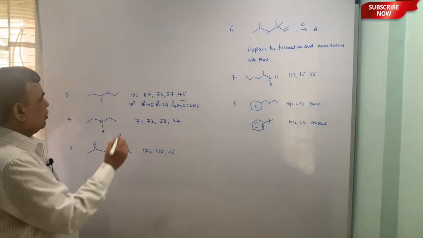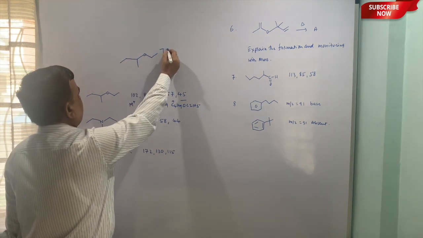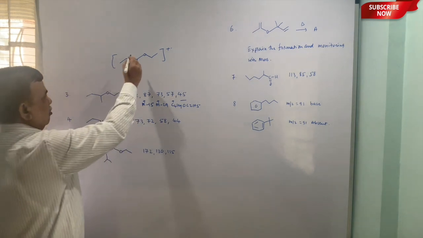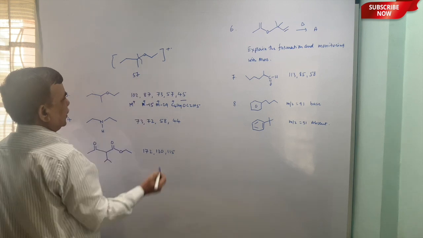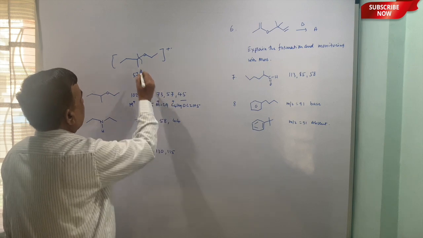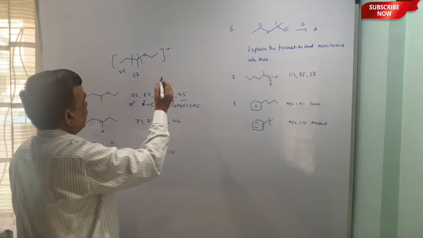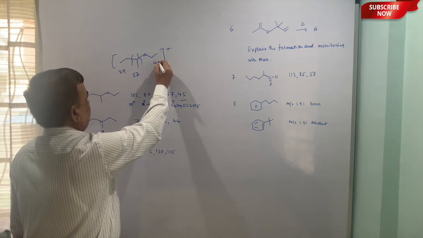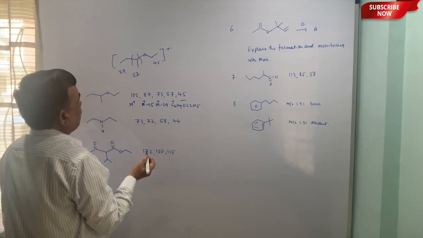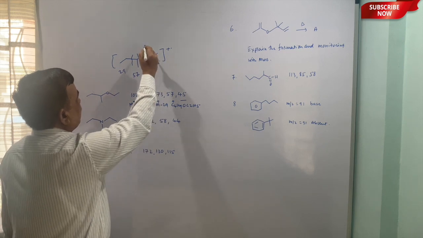Now we have to show the breaking of the bonds. So let me put radical cation on the top. So this is 57, okay. Then this is 29. I am just putting the fragments. This is 45, the other part, and of course when 29 is going off, the remaining portion is 73.